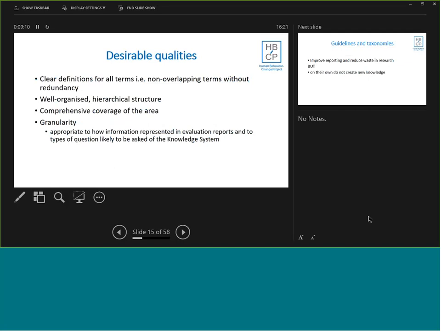What are the desirable qualities we want when we're developing such ontologies or taxonomies? We want clear definitions with non-overlapping terms without redundancy, well-organised hierarchical structures, comprehensive coverage of the area, and appropriate level of granularity in terms of how the information is represented in evaluation reports and in how people are likely to query the systems that we then build.